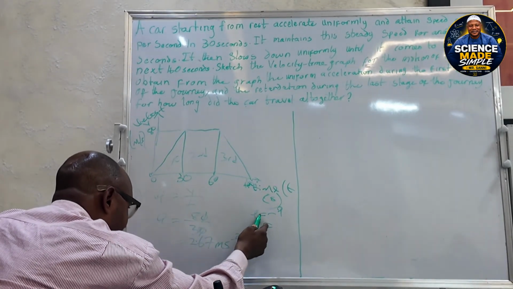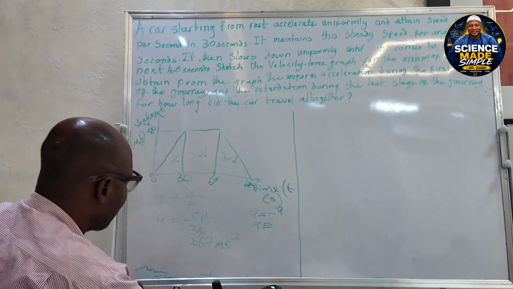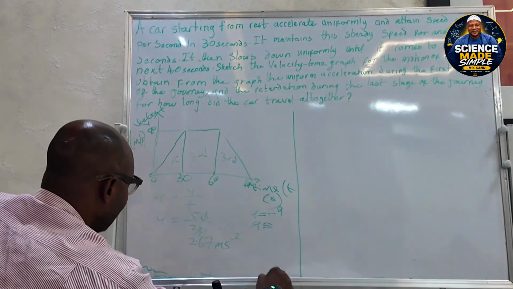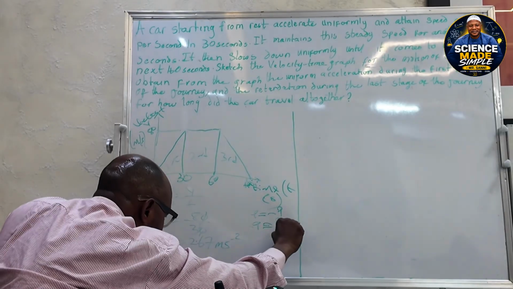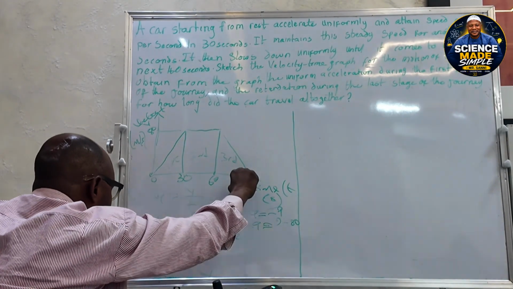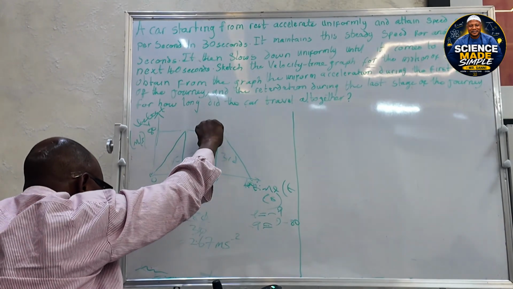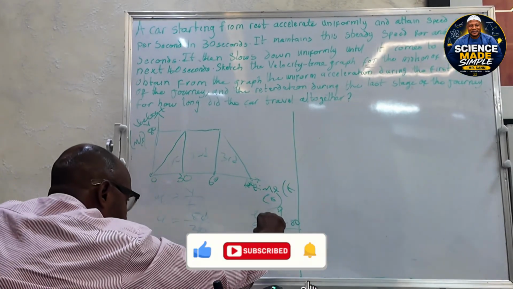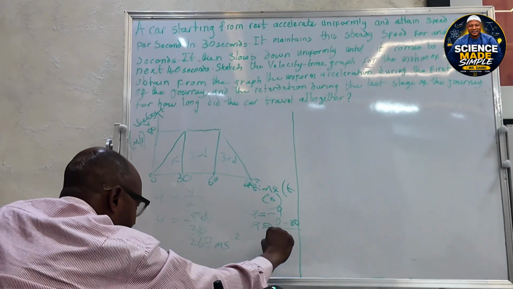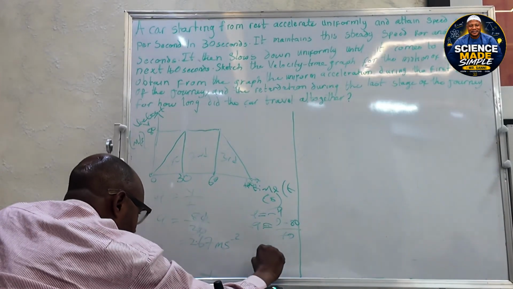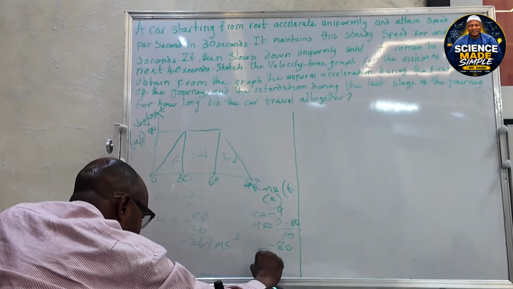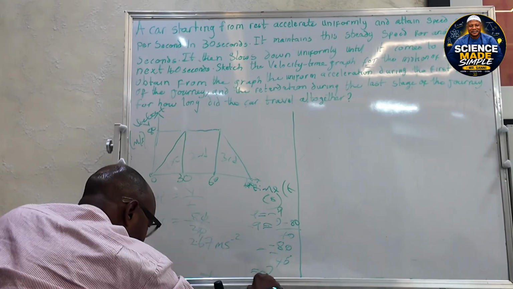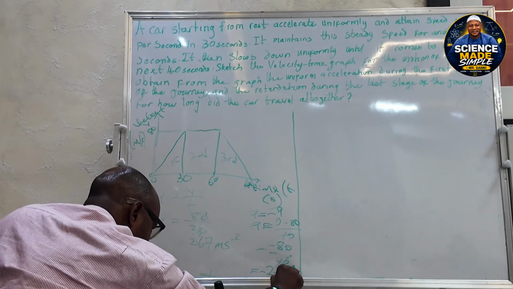So we are going to go ahead and get our answer. Retardation here is final minus initial. So that is 0 minus 80. Final velocity is 0, initial velocity is 80. Coming down, 0 minus 80, change in velocity over time, 40. So this is going to give us minus 80 over 40, which gives us minus 2 meters per second squared.